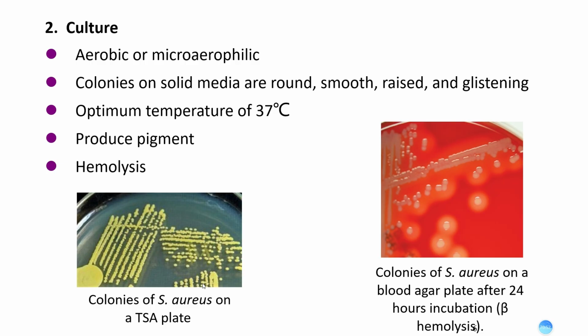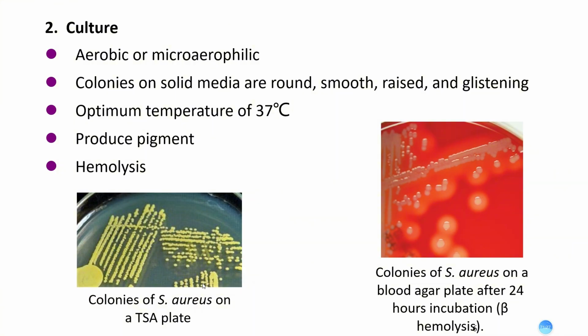They are able to produce pigment. See here, the golden color of the colonies. That's because of the golden pigment they produced. This pigment is a lipid soluble pigment. It's not water soluble, so the pigment only sticks to the cell membrane, but doesn't diffuse. The pigment does not diffuse into the agar because it's not water soluble.